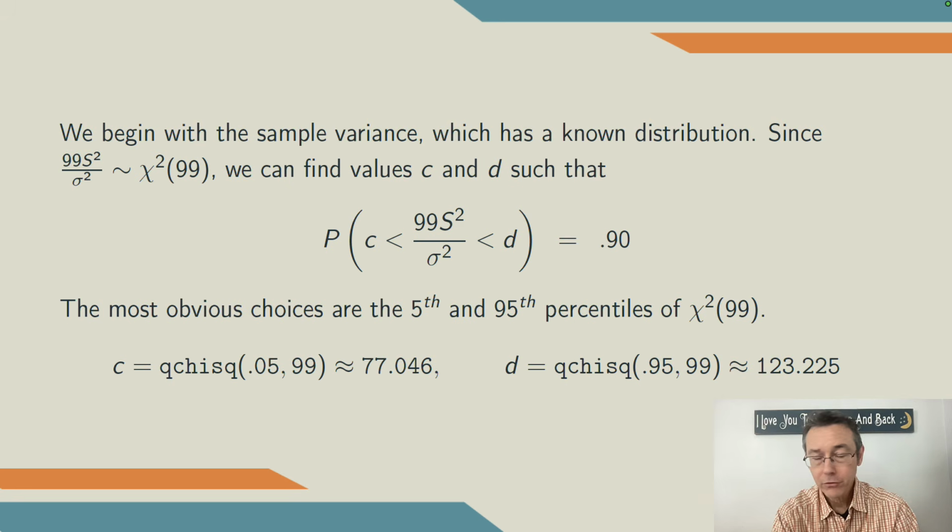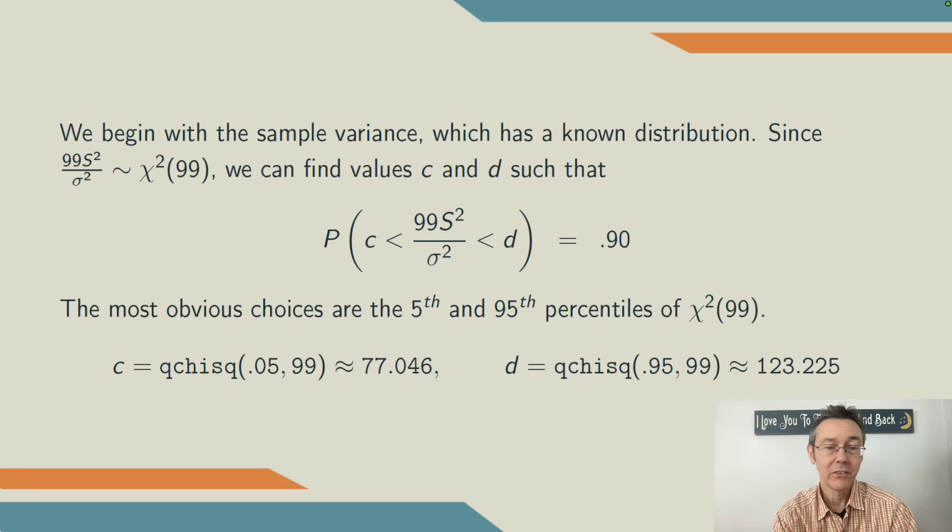The most obvious choices here are the 5th and 95th percentiles of that distribution, though of course we could use others, like the 4th and 94th, which include 90% of the probability between them as well. We can compute the 5th and 95th percentiles of this distribution directly. I did it using R, using the chi-squared command. You can see the code here.